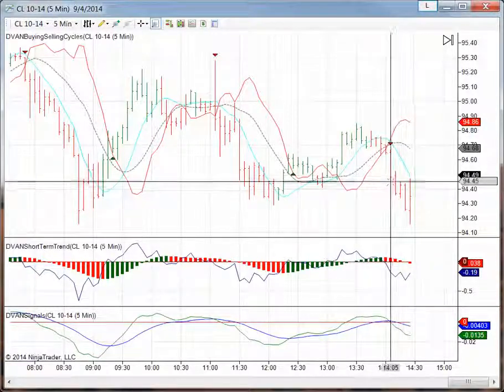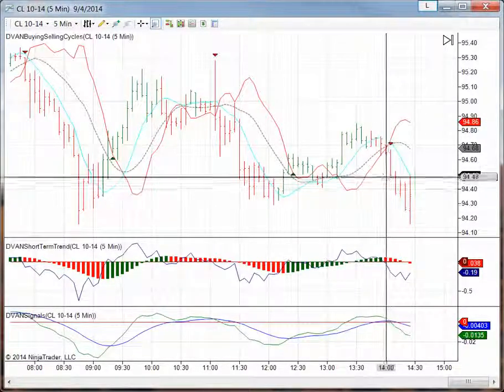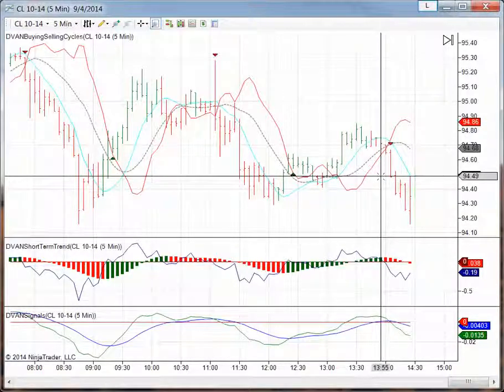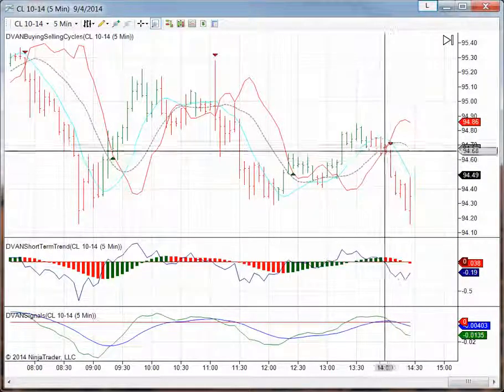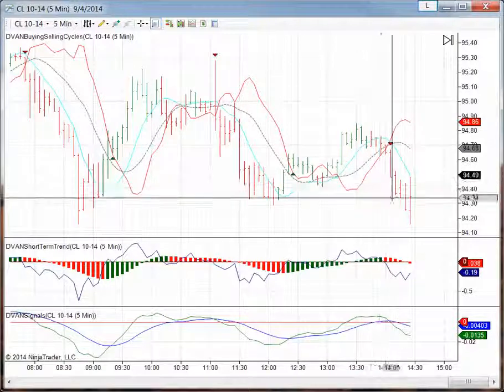The last signal of the day is another short at 14:05, 2:05 p.m. This is meeting all of our criteria and shows another good move.